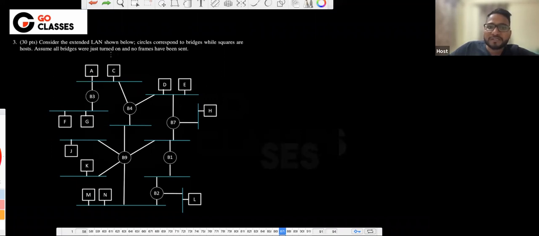Assuming all bridges are just turned on, so no frames have been sent. So initially there is no learning between these bridges, which means this bridge doesn't know whether A is on this side or that side, right? I mean, this is port number 1. Let's suppose this is port number 2. Then this B3 doesn't know where is A, where is B, something like this, right?